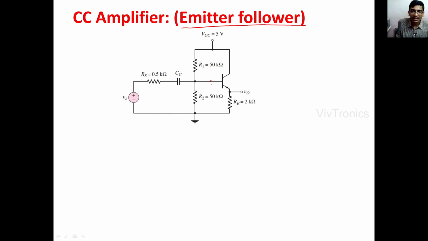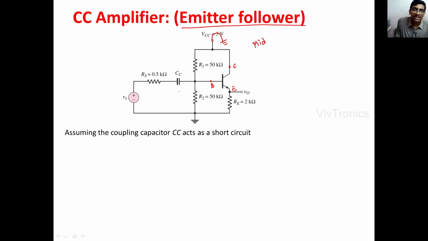Here the base terminal is the input terminal, the output terminal is the emitter, and the common terminal is the collector terminal. Because in the AC analysis we are going to ground all the DC sources to 0, this VCC is going to be grounded. Therefore we can say the collector terminal is grounded, and it is a common collector configuration. And I am assuming that we are working in the medium frequency range.